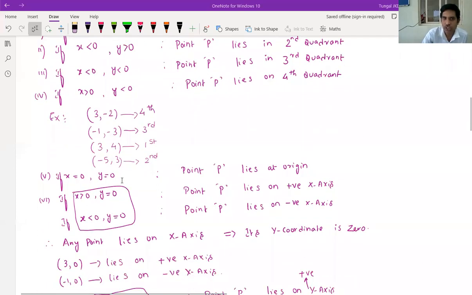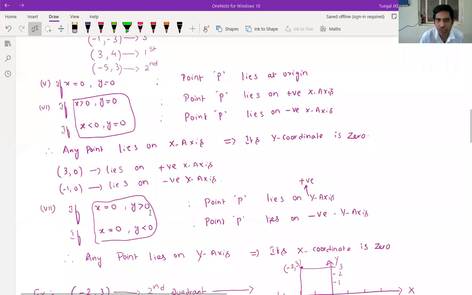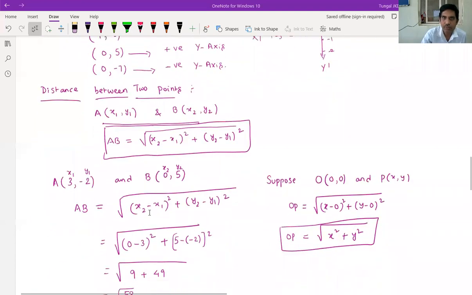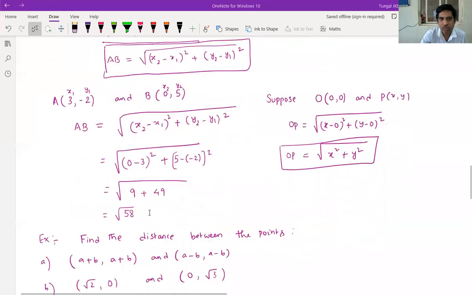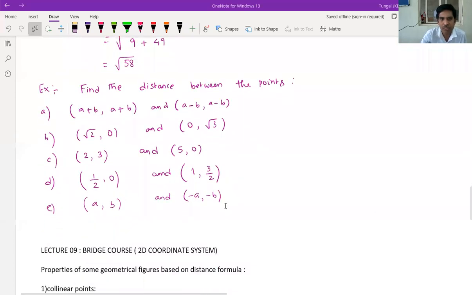If the x coordinate is 0 and the y coordinate is 0, the point lies at the origin. And if any one coordinate is 0, suppose y is 0, the point lies on the x-axis; x is 0, the point lies on the y-axis. And we also gave the distance between 2 points formula: root over (x2 minus x1) whole square plus (y2 minus y1) whole square. Based on that, we discussed some problems in the last class on how to find the distance between them, and I gave some problems for you to work on.